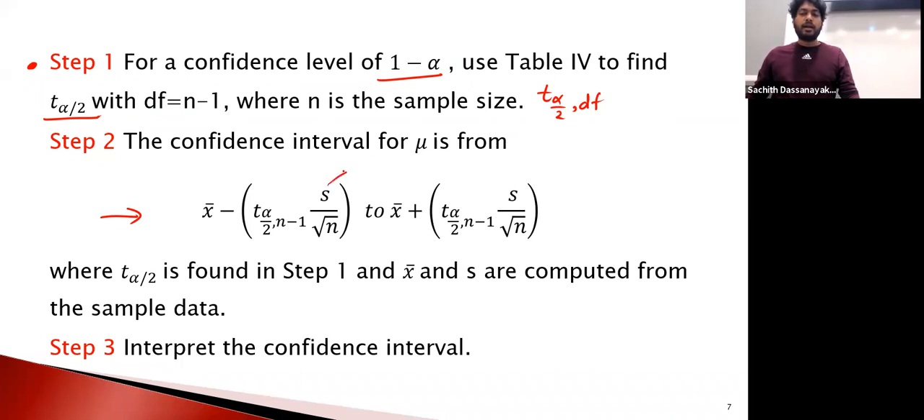Sometimes you will be given s and x bar, sometimes not. So you have to calculate x bar and s. Always try to use your calculators to calculate x bar and s. Interpret the confidence interval: the 95% confidence interval for mu is this one. Clear? That's how we interpret it.